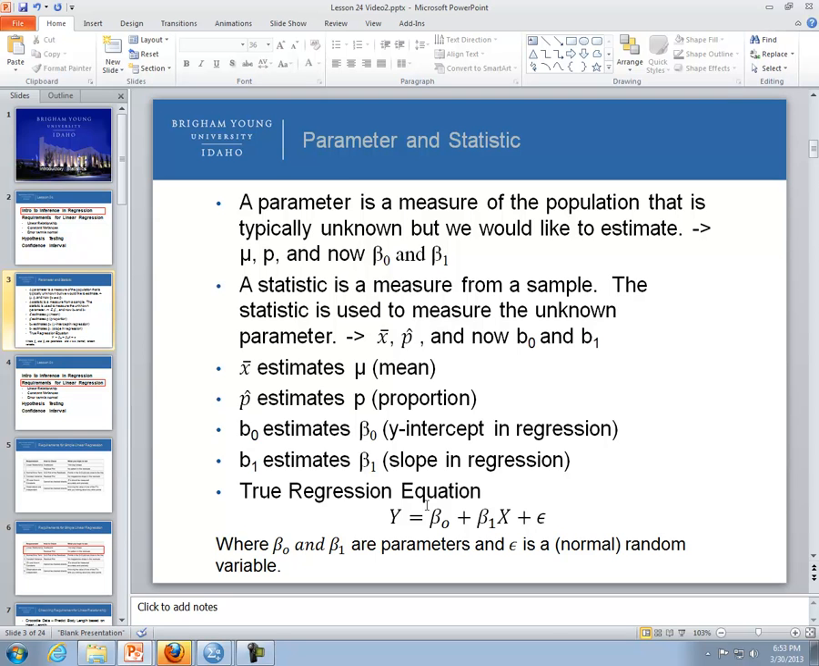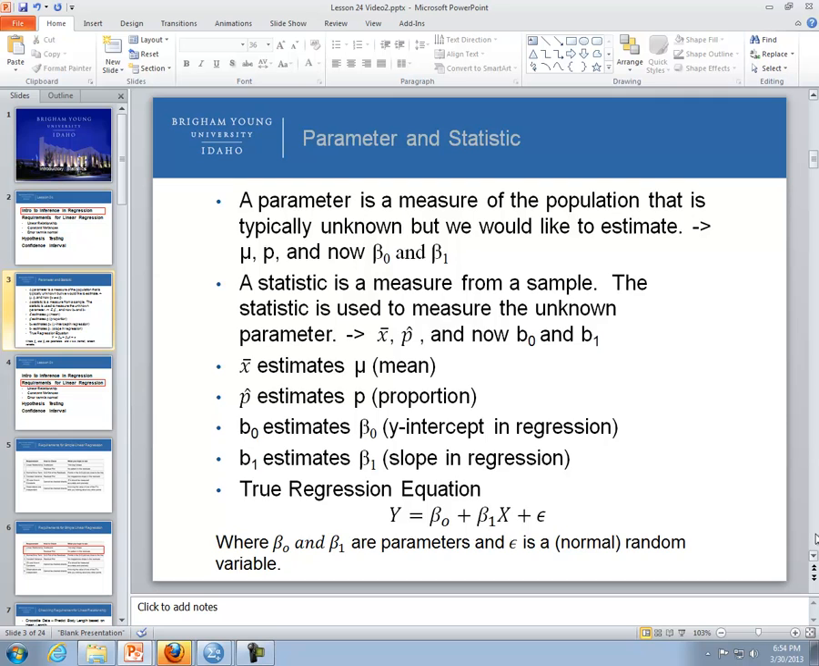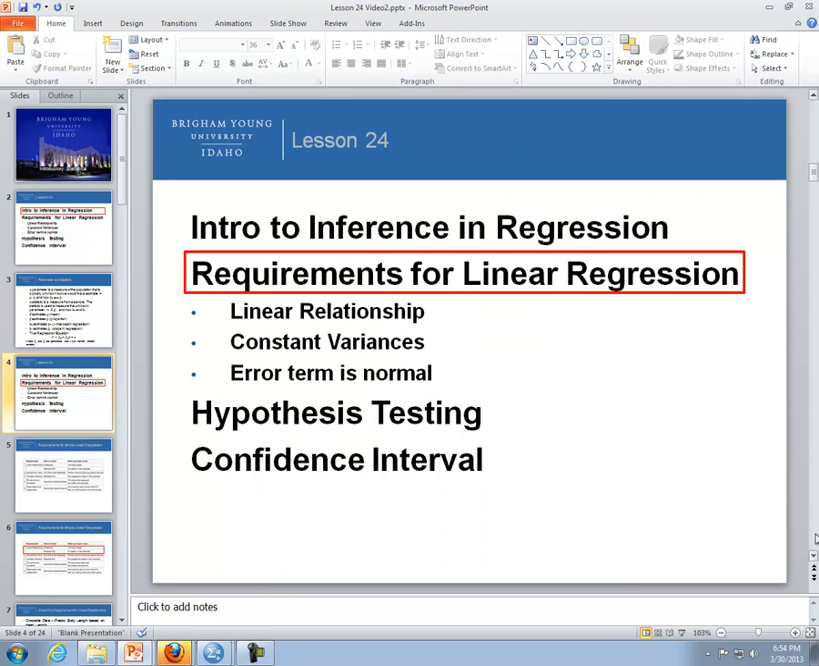And so the true regression equation is y is equal to beta naught plus beta 1 times x plus epsilon, where beta naught and beta 1 are parameters, and epsilon is a normal random variable. Okay. So now what I want to talk about is the requirements for a linear regression.